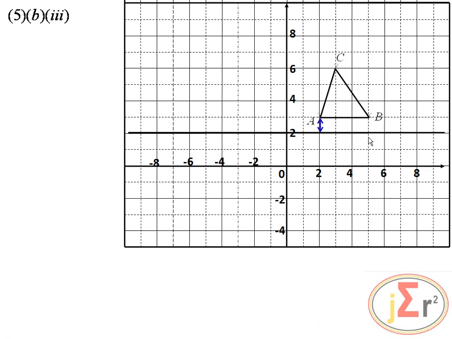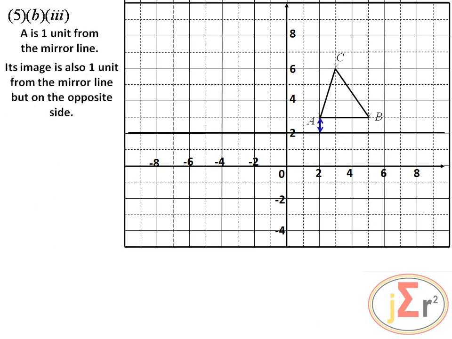So there we have the distance of A from the mirror line. A is 1 unit from the mirror line. Its image is also 1 unit from the mirror line, but on the opposite side. That's the image of A. B is also 1 unit from the mirror line.